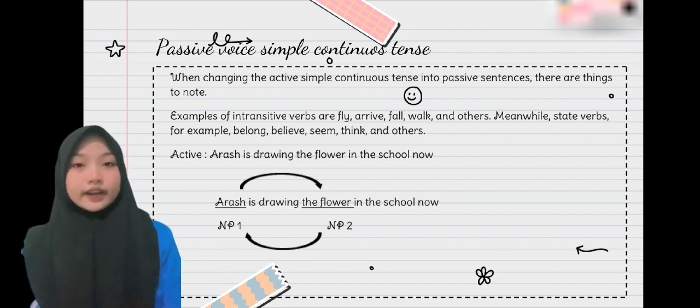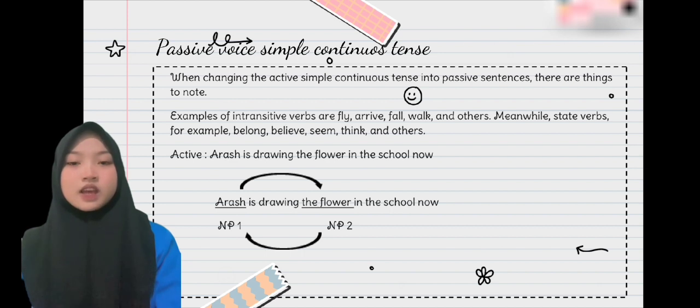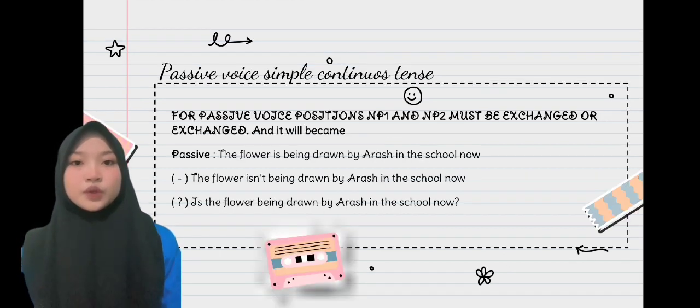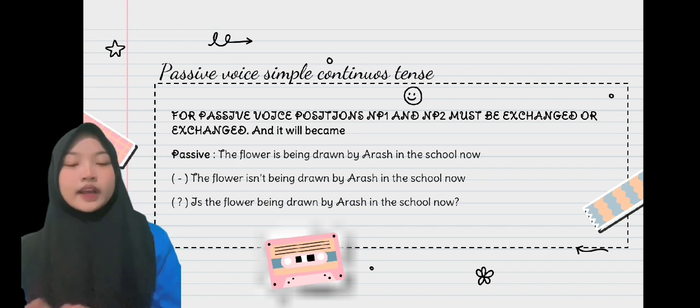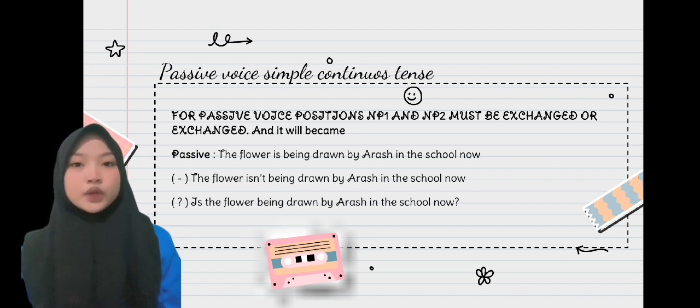The following are examples of active and passive present continuous tense sentences. First, the active is: Aras is drawing the flower in the school now. When we want to make this active sentence become a passive sentence, we should change the position of NP1 and NP2. The NP1 is Aras and the NP2 is the flower.